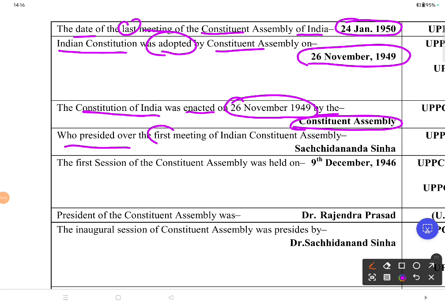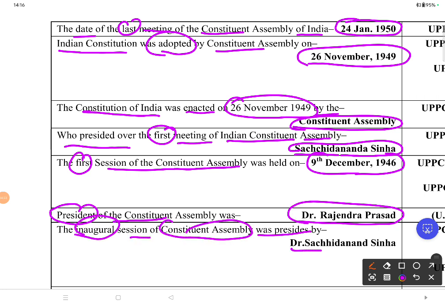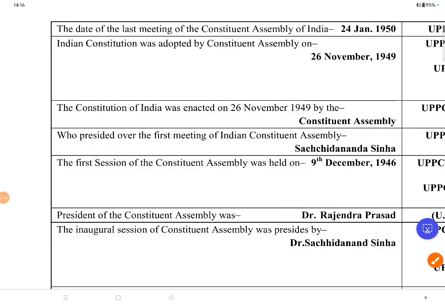Who presided over the first meeting of Indian Constituent Assembly, that is Sachidanand Sinha. The first session of the Constituent Assembly was held on 9th December 1946. President of the Constituent Assembly was Dr. Rajendra Prasad. The inaugural session of the Constituent Assembly was presided by Dr. Sachidanand Sinha.